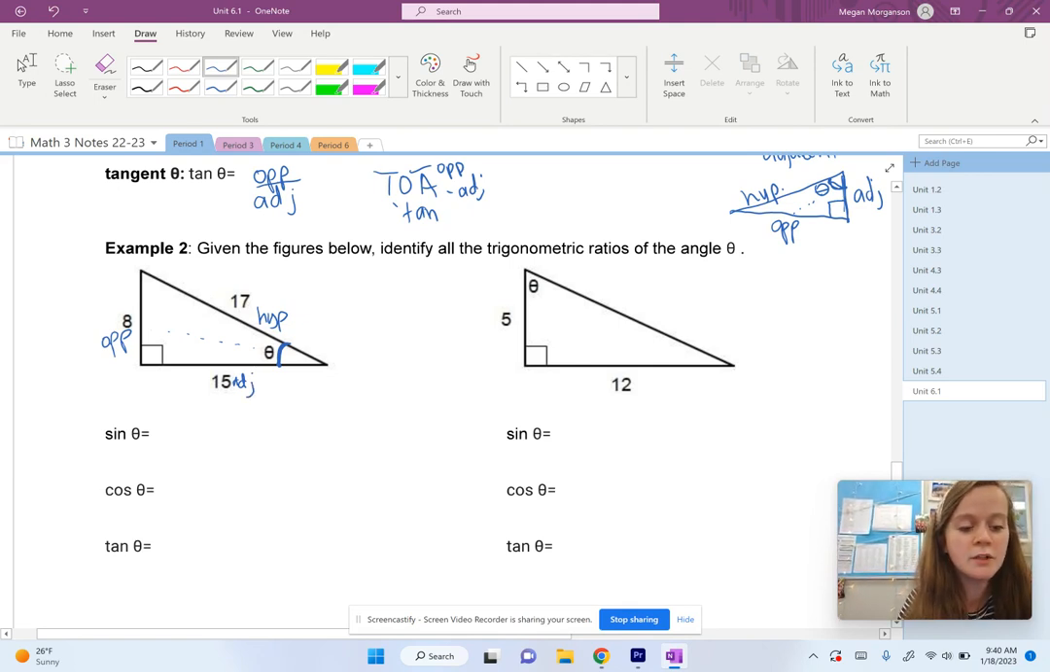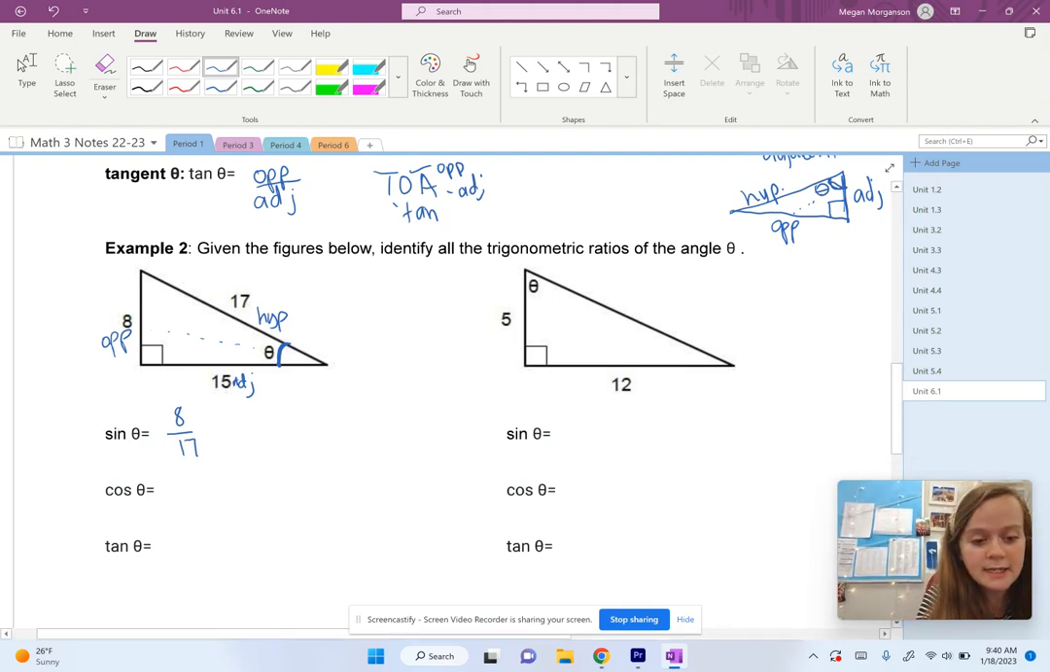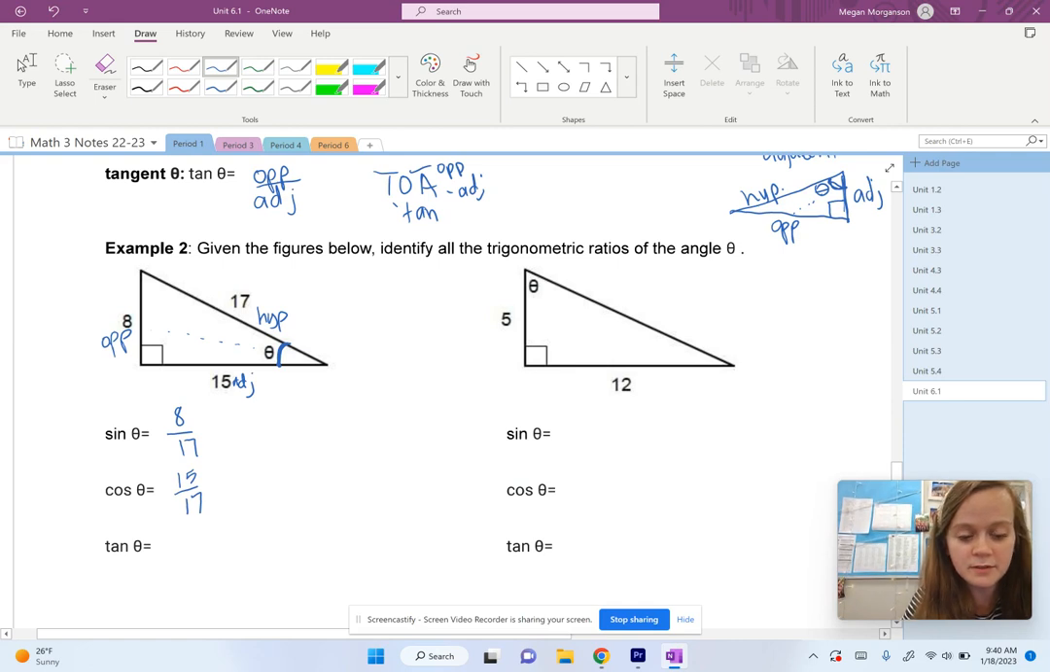So if we're going to find sine of theta, I know that sine equals opposite over hypotenuse. Opposite is 8. Hypotenuse is 17. There you go. That's your answer. You can write it as a decimal if you'd like, or keep it as a fraction. Just ask your teacher what they prefer. Cosine is adjacent over hypotenuse. So in this case, adjacent is 15. Hypotenuse is 17. That's your answer right there. Tangent is opposite over adjacent. So opposite is 8. Adjacent is 15. And that's what you should get.